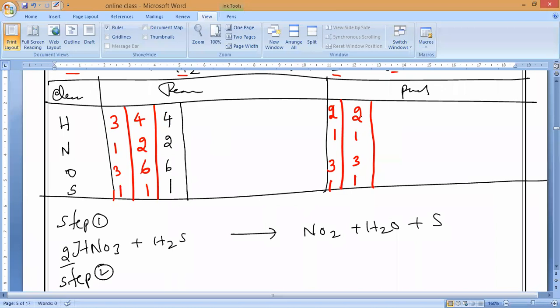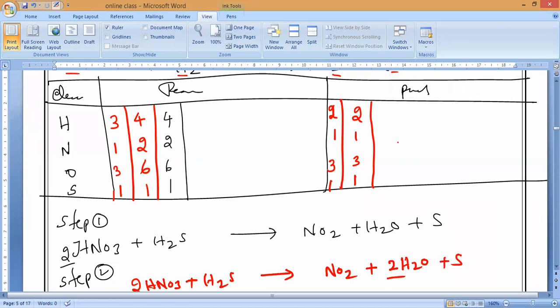Now reactant side. Here we have 2 hydrogens. 2 becomes 4, so I will multiply with what? 2. 2H2. Okay. So next step we have to do it, that is why I'm erasing here. Is it okay, guys? Yes or no? So 2HNO3 plus H2S will give you NO2 plus what will come? 2H2O plus.